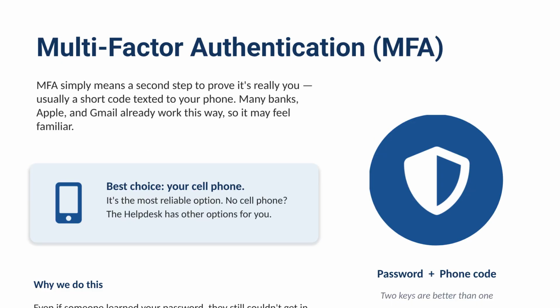MFA stands for multi-factor authentication, and it's much simpler than the name makes it sound. It just means there's a second step to confirm it's really you logging in, usually a short code sent by text to your phone. If you've ever received a code from your bank or from Apple, it's the same idea. When you register, please use your cell phone if you have one, since that's the most reliable option. If you don't have a cell phone, the help desk can set you up another way. So why do we use it? Because even if a scammer somehow got your password, they still couldn't get in without the code on your phone. It's a small step that helps protect all of us.